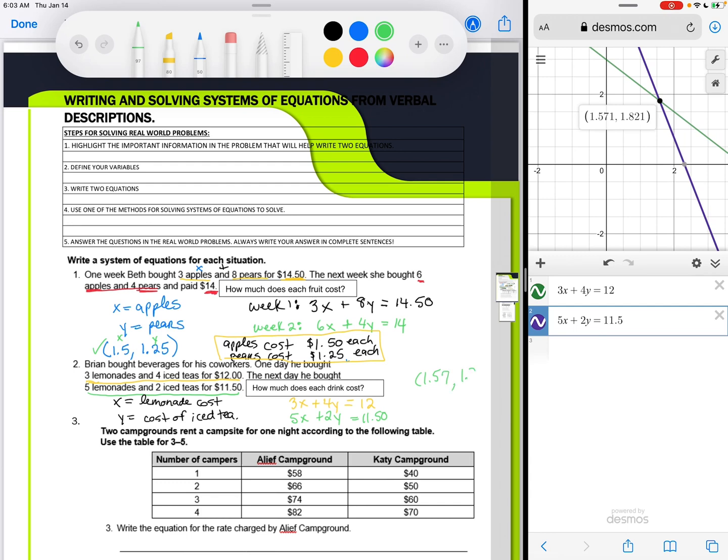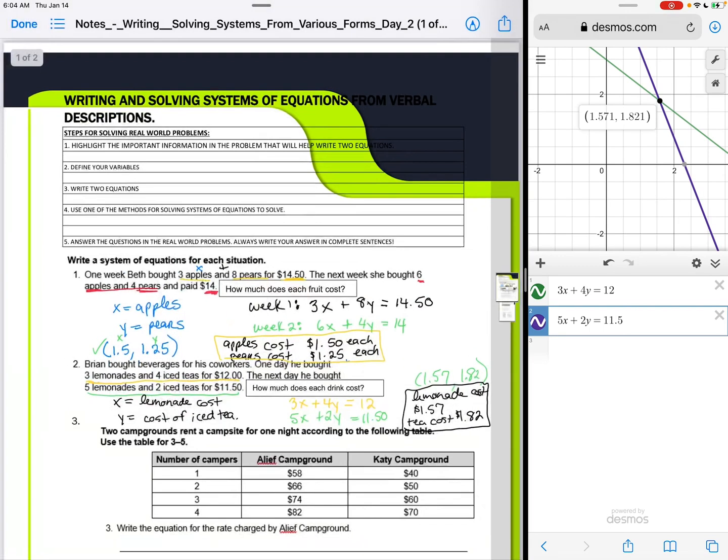It looks like our solution is 1.57, comma, 1.82. So, in plain terms, lemonade costs $1.57 and tea costs $1.82. All right, we're done with it.